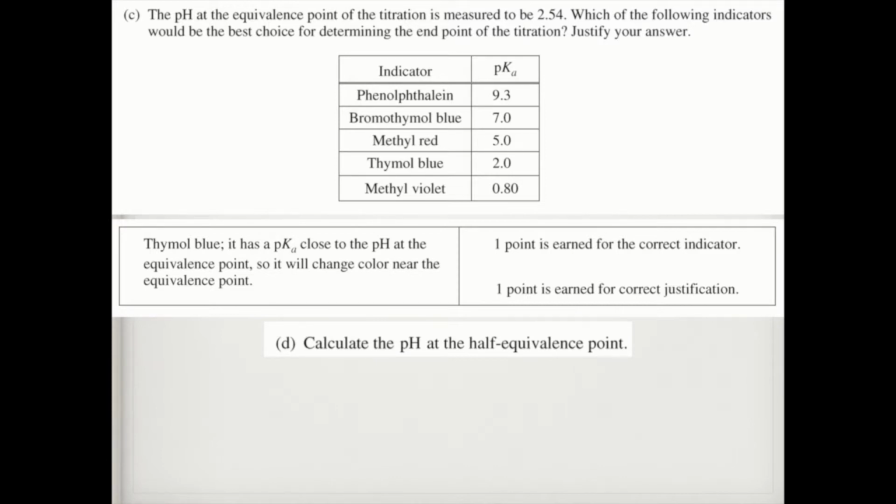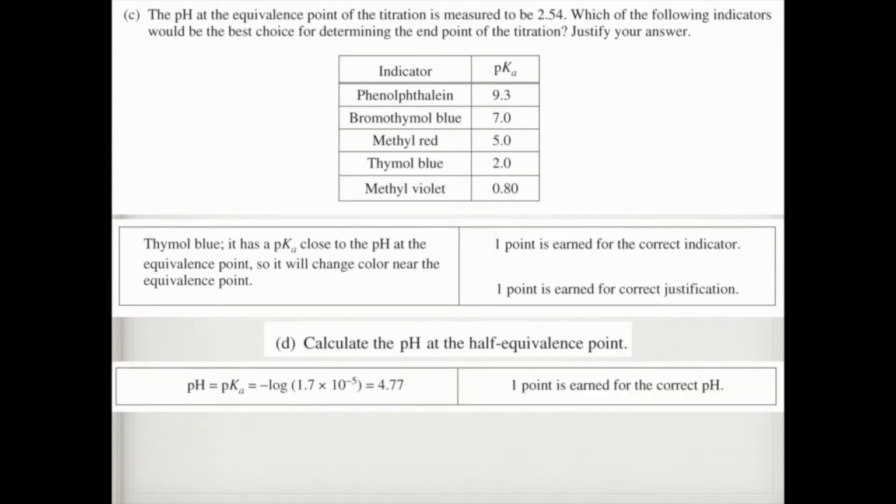D, calculate the pH at the half equivalence point. So at my half equivalence point, I know that my pH equals my pKa, which means I just need to take the negative log of my Ka, which is given to you in this problem as 1.7 times 10 to the negative fifth. So you get 4.77. So you got 1 point for that as well.